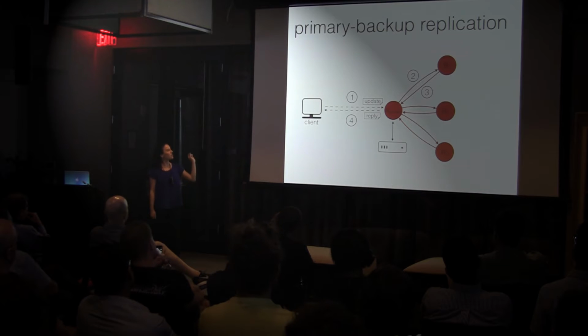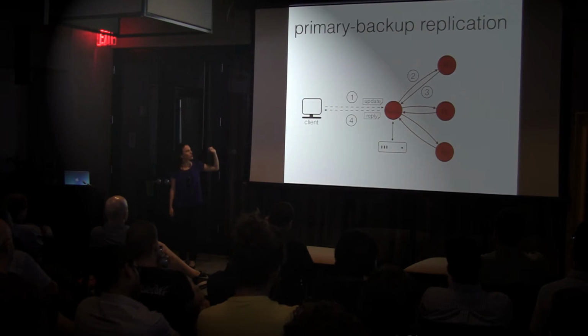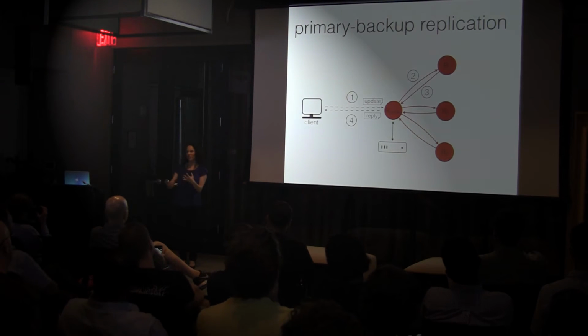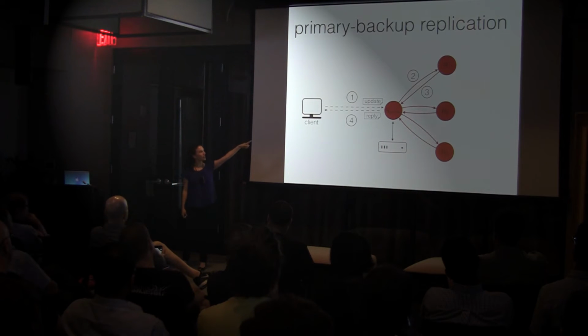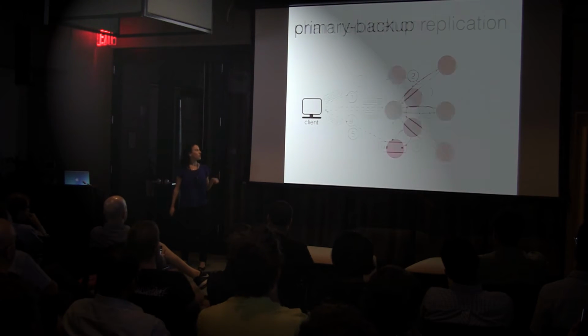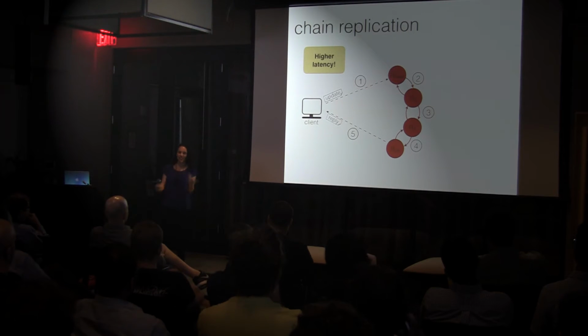And so I want to show something here. In primary backup, the latency, which is the number of messages that you have to send to receive a reply, is 1 for the update, 2, 3 for the backups, and then 4 coming back to the client. In chain replication, on the other hand, if you have, for example, 4 replicas, the latency is higher. So in chain replication, the latency is actually higher, which is bad. We don't really want that.